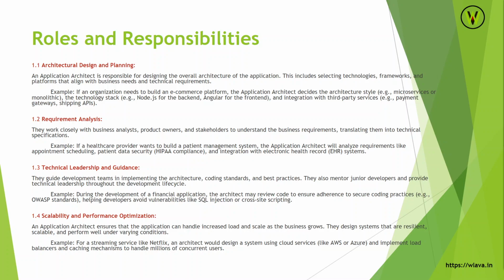1.4 Scalability and performance optimization. An application architect ensures that the application can handle increased load and scale as the business grows. They design systems that are resilient, scalable, and perform well under varying conditions. Example: for a streaming service like Netflix, an architect would design a system using cloud services like AWS or Azure, and implement load balancers and caching mechanisms to handle millions of concurrent users.